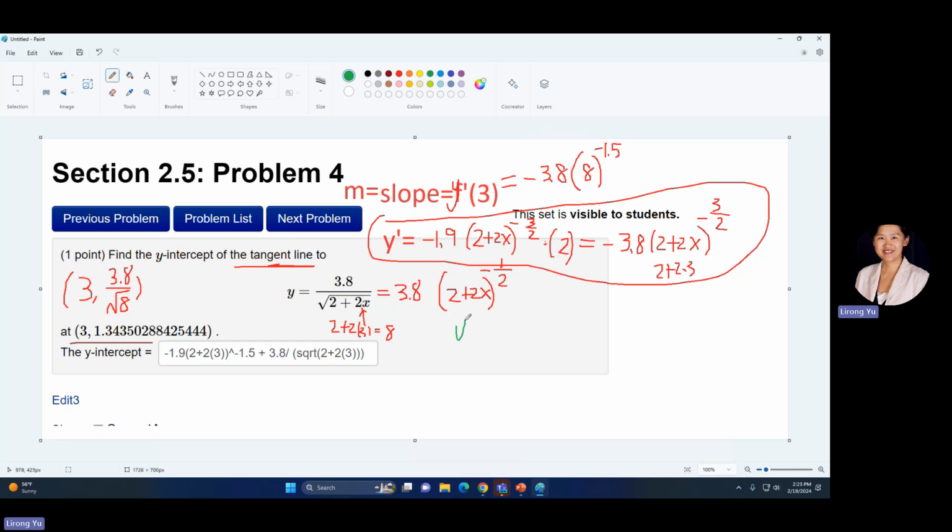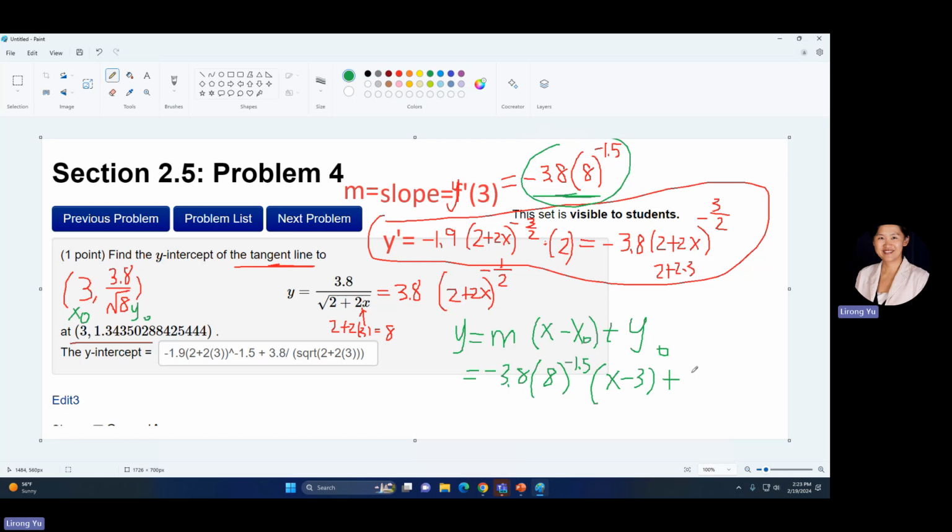So now we can write our equation of the line. The equation is y equal to m, that's our slope, times x minus x0, plus y0. So here is our x0, and this is our y0. So the equation will be equal to negative, that was the slope, negative 3.8 times 8 to the power of negative 1.5, and then x minus x0 is x minus 3, and that was plus 3.8 over root 8. So that's our tangent equation.